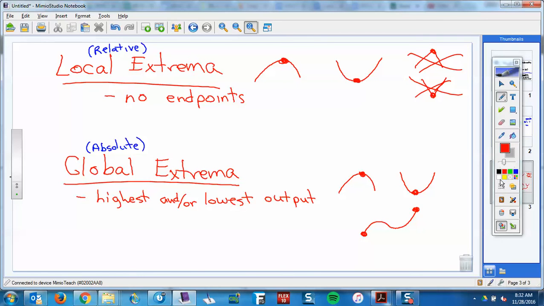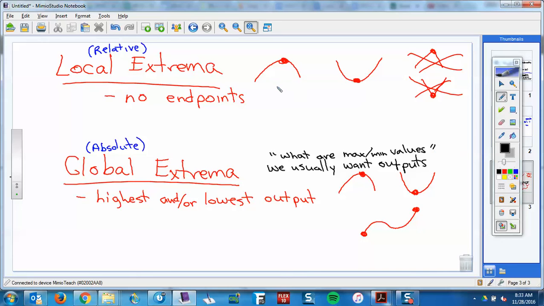Now, here's another key thing. Let me put this in here. Global extrema, we usually want outputs. Okay? They'll usually say, what are the max min values? They'll use the word what. What are the max min values? And so they're wanting the outputs. What is the highest point?